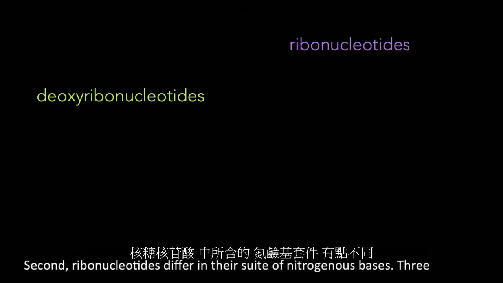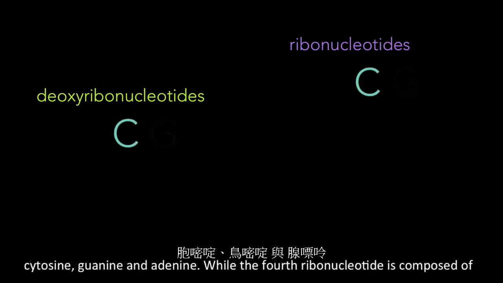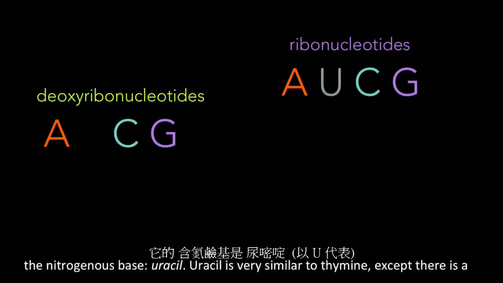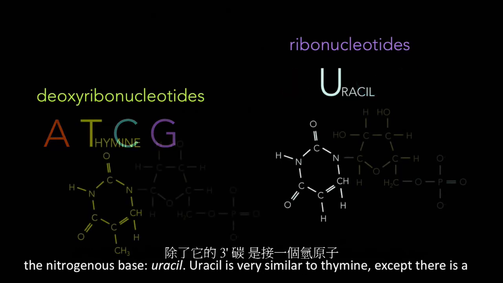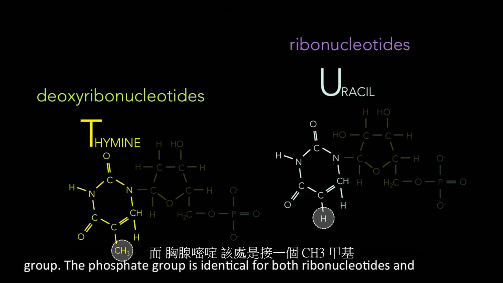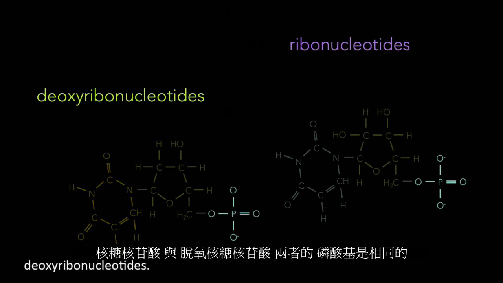Second, ribonucleotides differ in their suite of nitrogenous bases. Three ribonucleotides have the same nitrogenous base as the deoxyribonucleotides: cytosine, guanine, and adenine, while the fourth ribonucleotide is composed of the nitrogenous base uracil. Uracil is very similar to thymine except that there is a hydrogen atom at the 3' location of uracil, while thymine has a methyl or CH3 group there. The phosphate group is identical for both ribonucleotides and deoxyribonucleotides.